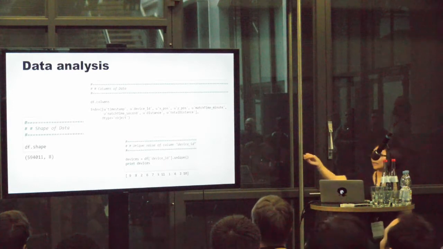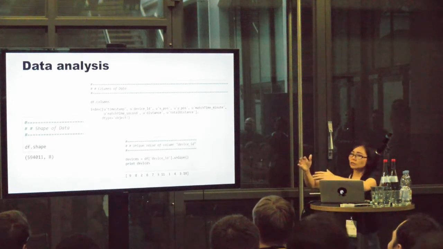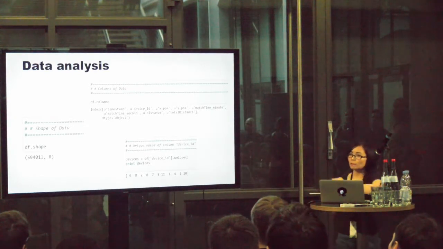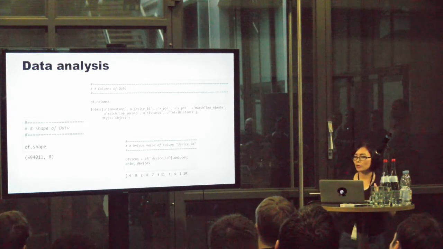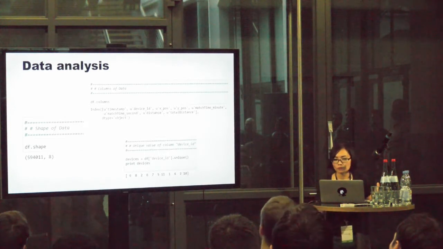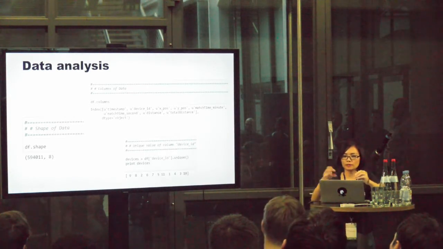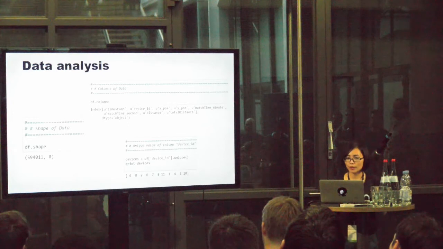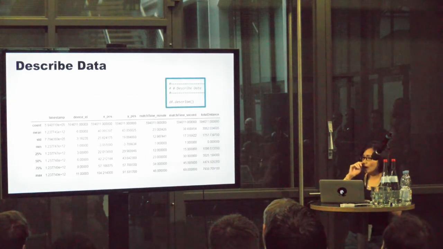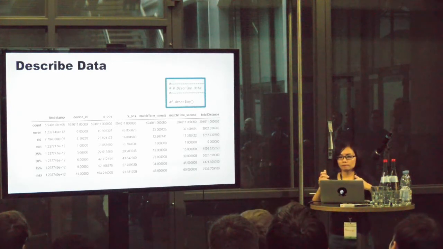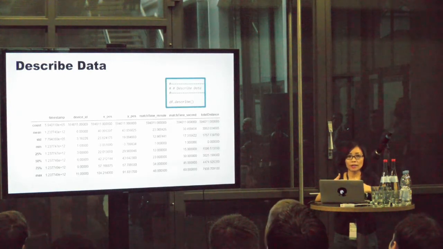And we know how many devices we use to record the position, the information of the players in the match. Here we can use device.unique, and we know the names of the devices. We know in total how many devices we have. And we try to summarize the data that we have. We know the match time is 46 minutes.